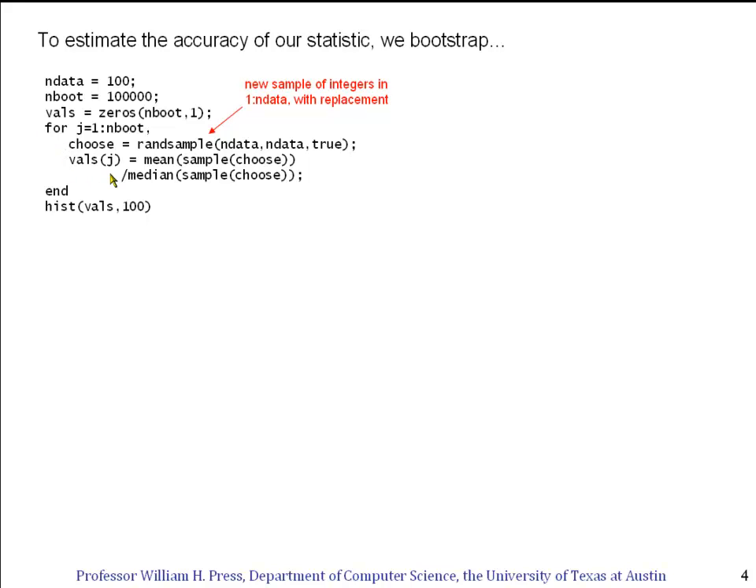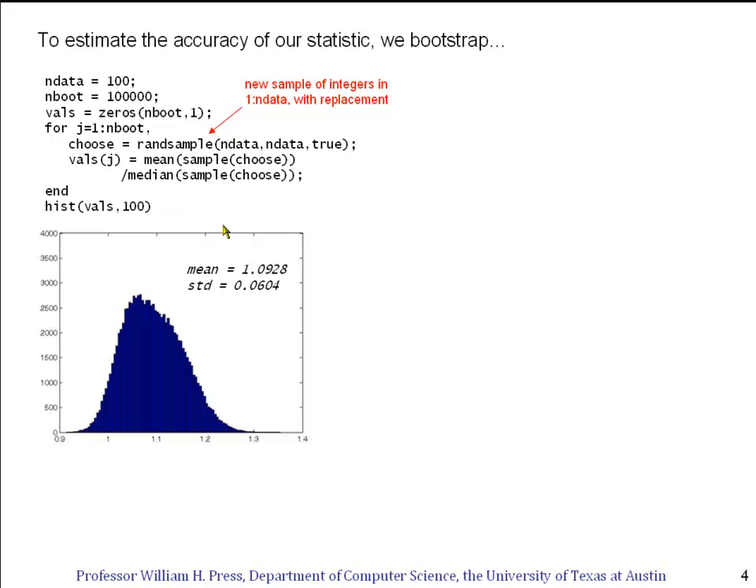And now within each bootstrap, I compute not the mean of the sample, but the mean of the sample indexed by choose. And since choose is a set of integers that can include repeats, sample is a vector of sample values in which some of those values are repeated. I'm interested in the mean divided by the median. And then let's plot a histogram of those bootstrapped values. So here it is.